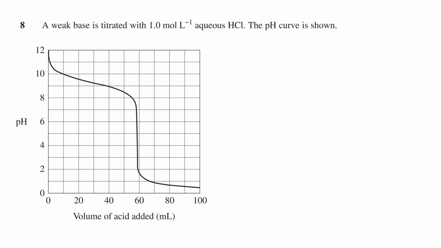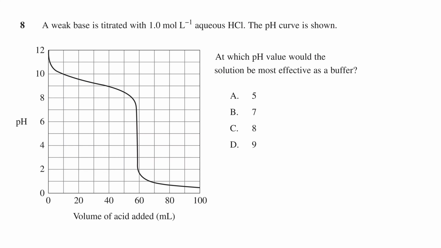Question 8 states, a weak base is titrated with 1 molar aqueous HCl. The pH curve is shown. This is followed by a titration curve. The question then is, at which pH value would the solution be most effective as a buffer? This is followed by options A through D with 5, 7, 8, and 9.